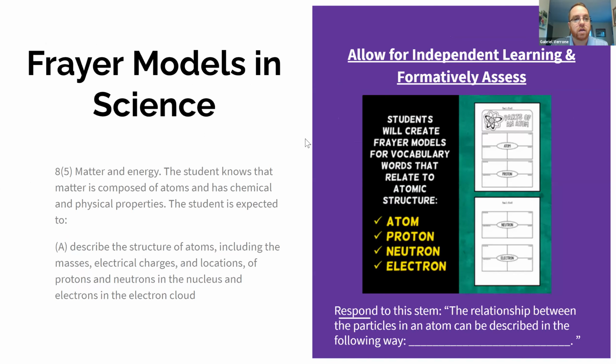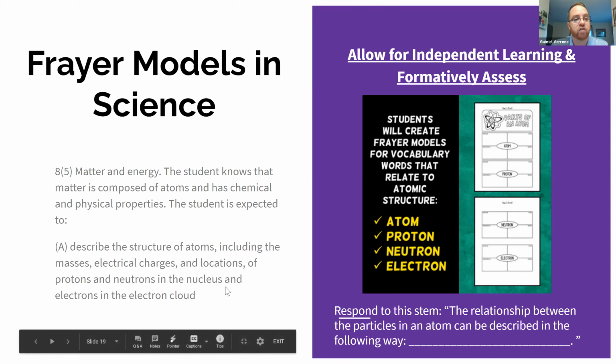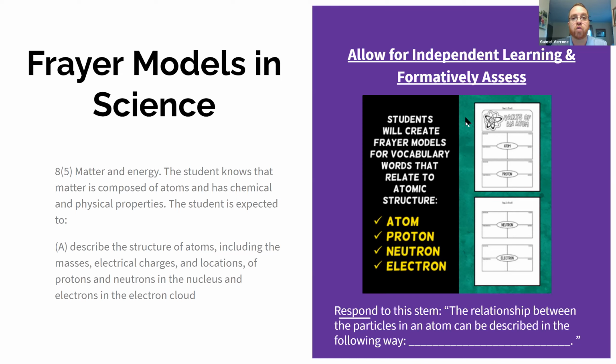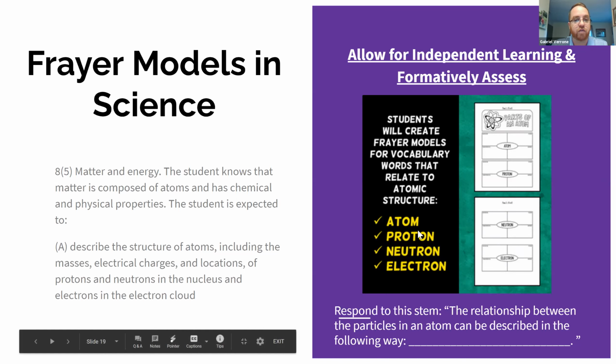So if I was teaching this physics TEK, it's 8.5, right? Describe the structure of atoms, including the masses, electrical charge, location of protons, neutrons, nucleus, all that good stuff, right? So I'm going to give them a Frayer model. I'm going to allow them to read, to do independent learning, and then I'm going to formatively assess, right? I'm going to have them complete Frayer models for all of these, and then I'm going to have them respond to this STEM orally and in writing.